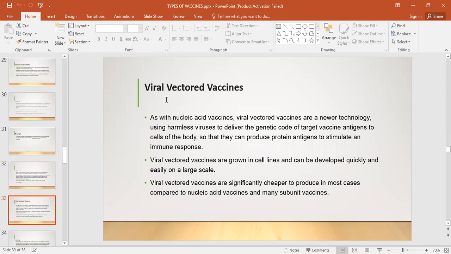Viral vectored vaccines. As with nucleic acid vaccines, viral vector vaccines are a newer technology using harmless viruses to deliver the genetic code of a target vaccine antigen to cells of the body so that they can produce protein antigens to stimulate an immune response. Viral vector vaccines are grown in cell lines and can be developed quickly and easily on a larger scale. Viral vector vaccines are significantly cheaper to produce in most cases compared to nucleic acid vaccines and many subunit vaccines.